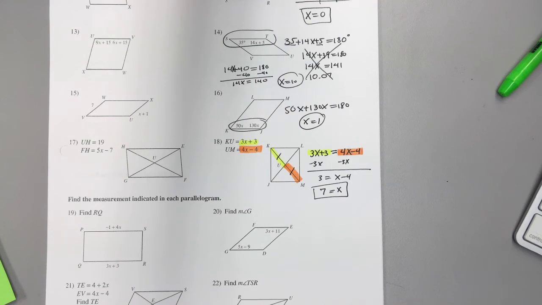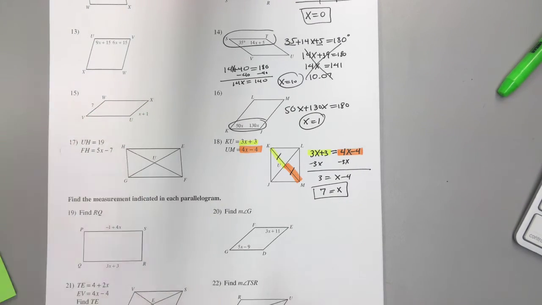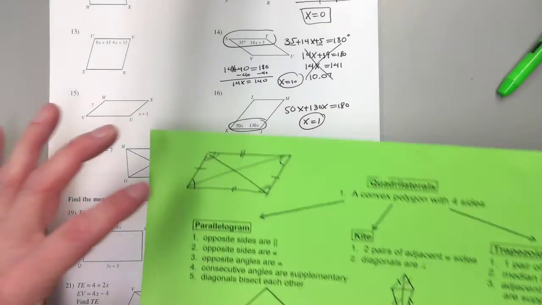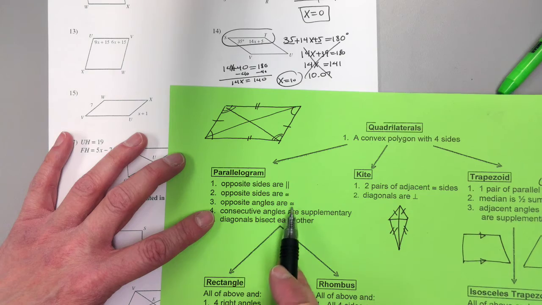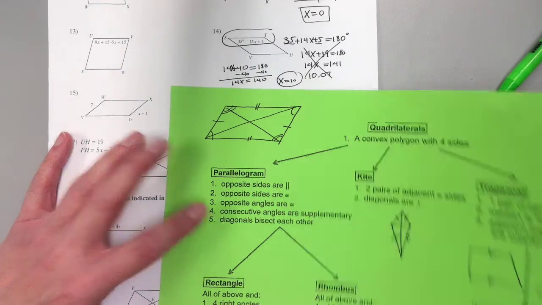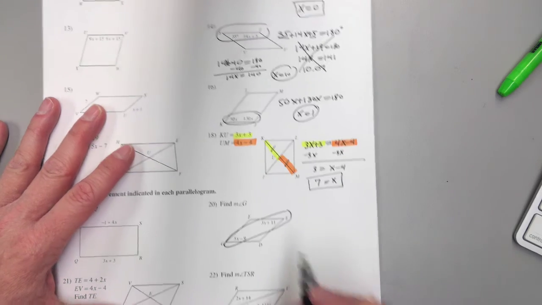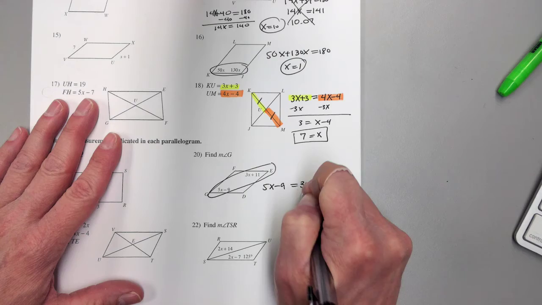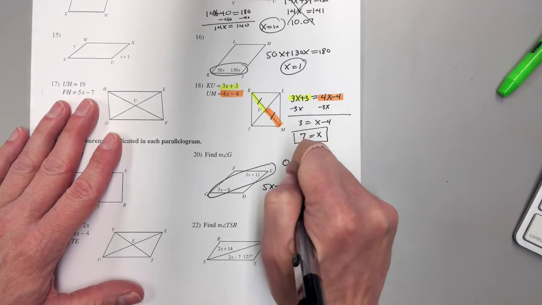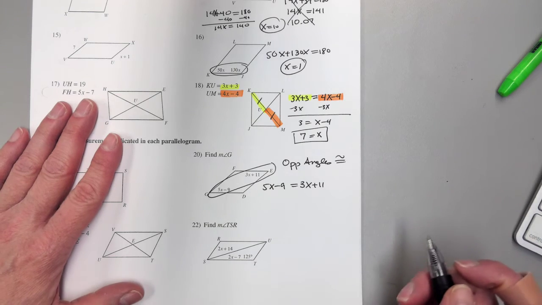I'm down to the last two. I apologize. This is going to be a 15-minute video. I'm doing my darndest. So on number 20, please take note that it says opposite angles are congruent. These opposite angles, see how they're diagonal from each other? They're going to be equal to each other. So opposite angles are congruent.